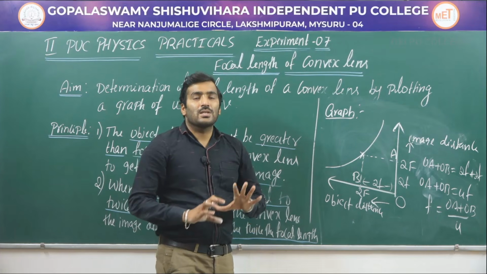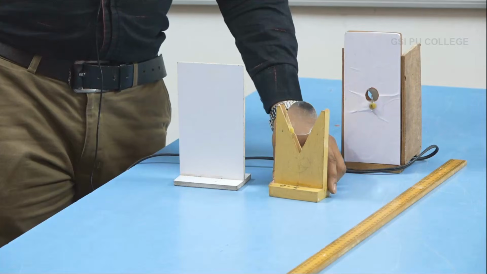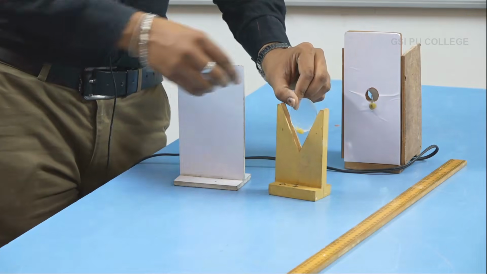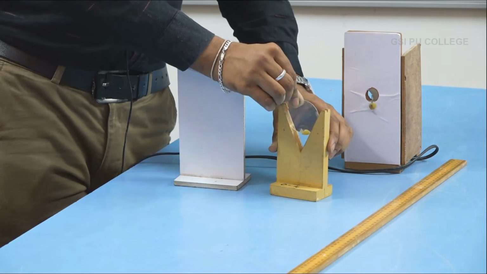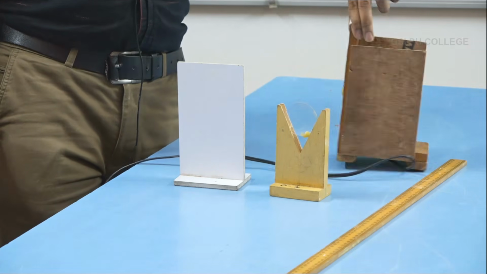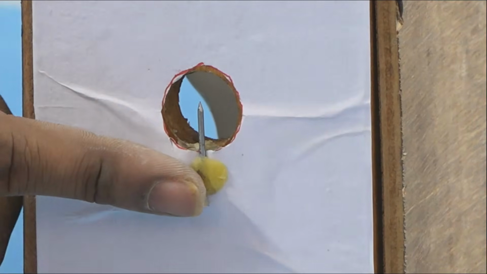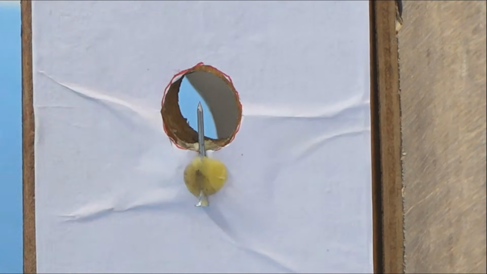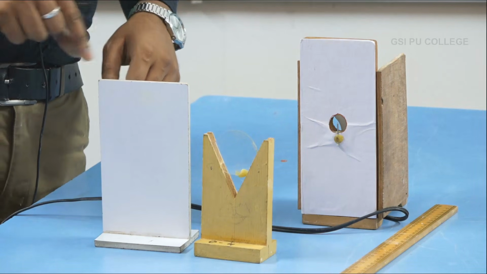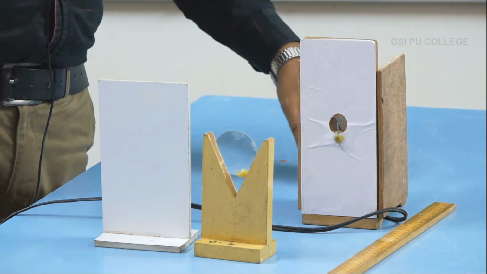Well, now let us start performing the experiment. First, let us look at the apparatus required for this experiment. Here we have a convex lens. You can observe this is a convex lens, mounted on the V-shaped lens holder, and we need a bulb along with it. Here you can see an object pin, and behind this pin we have a light source. Next, this is a screen where the image is going to form, and we need a meter scale. So these are the apparatus required for this experiment.